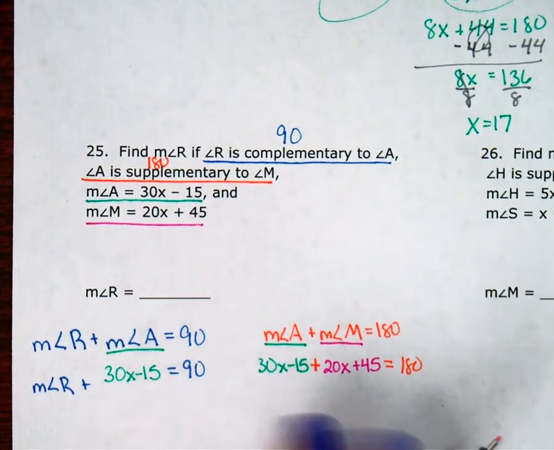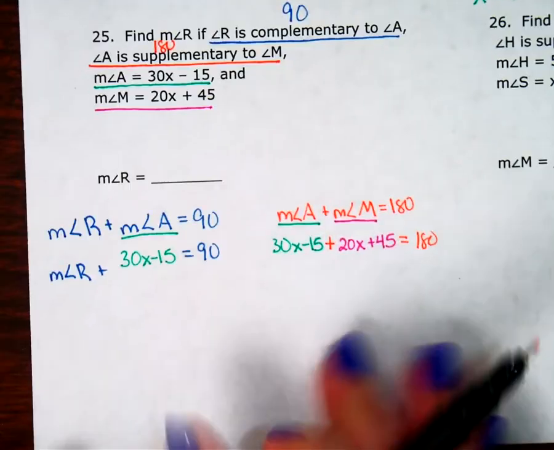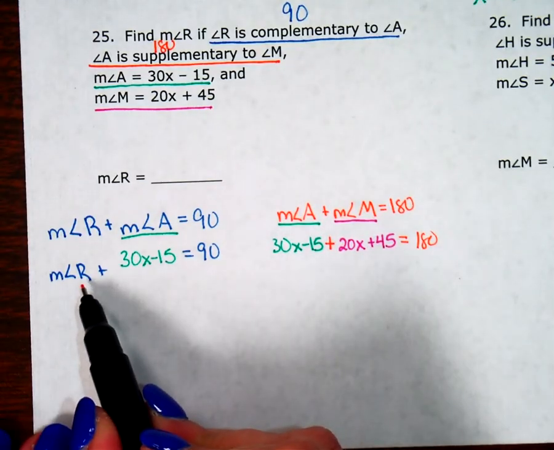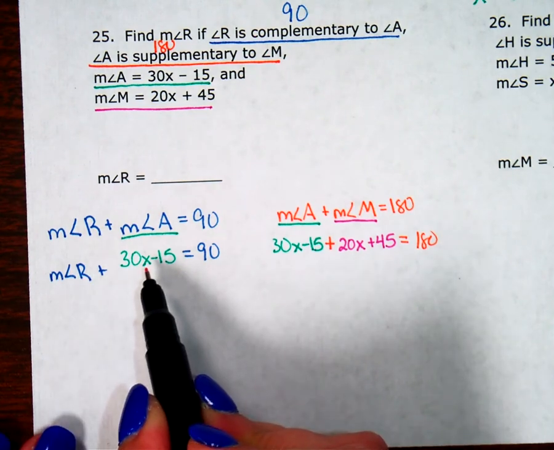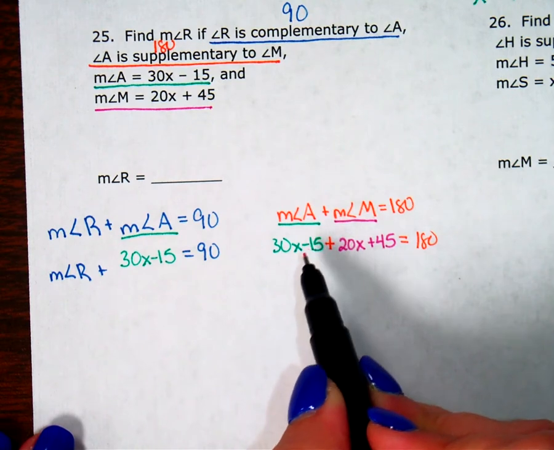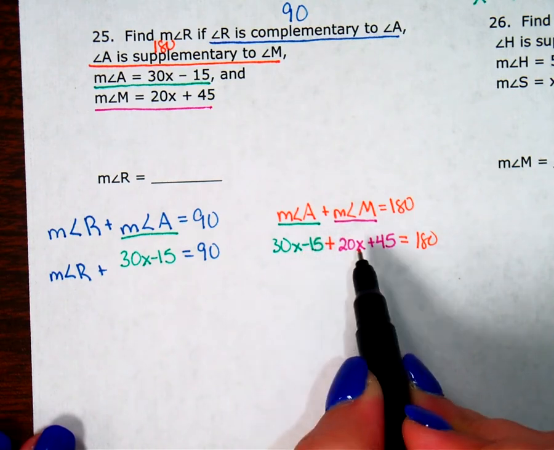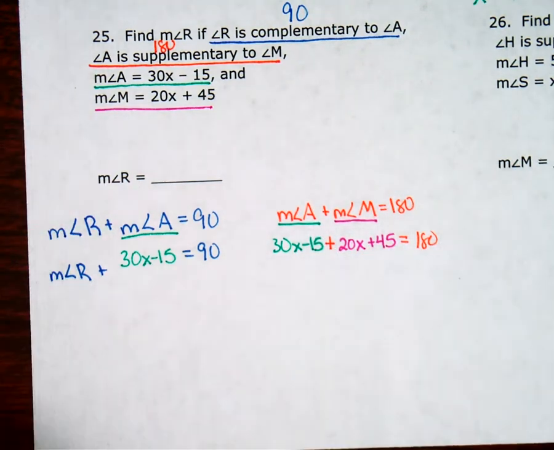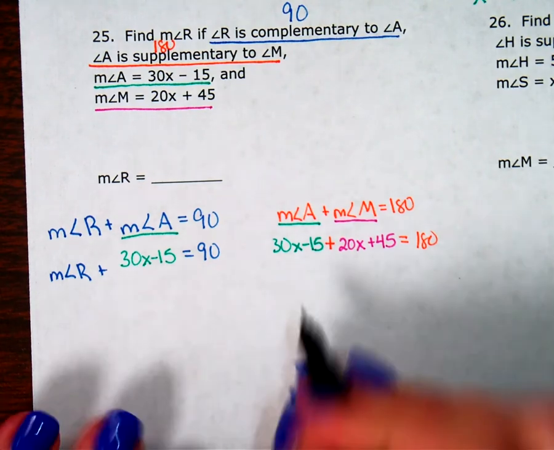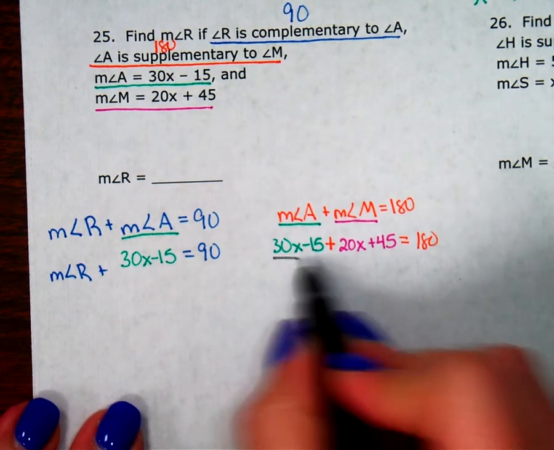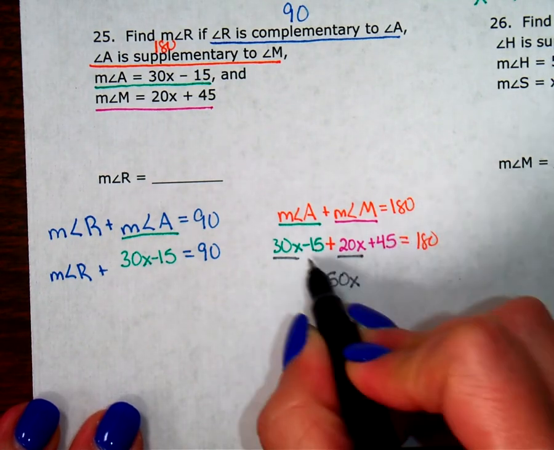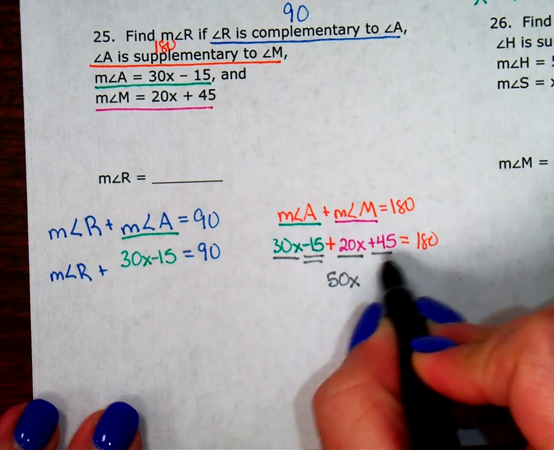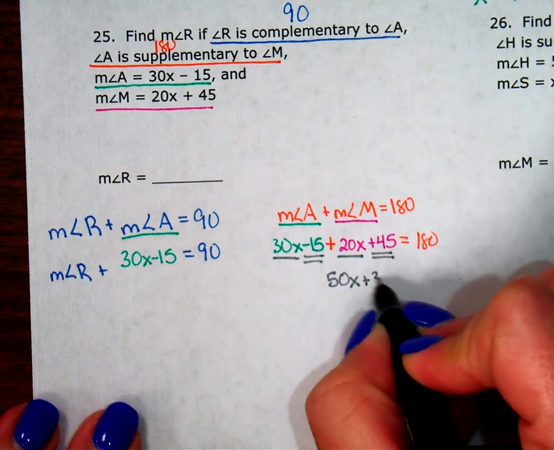This one on the left I can't solve because it has an R that I don't know, and it has an x. So it has two unknown values, so I can't solve this one. But on my right-hand side, 30x, 20x, all I have are x's. I can solve that one. So that's what I'm going to do. I'm going to combine my like terms and get 30x plus 20x is 50x. Negative 15 plus 45 is a plus 30.